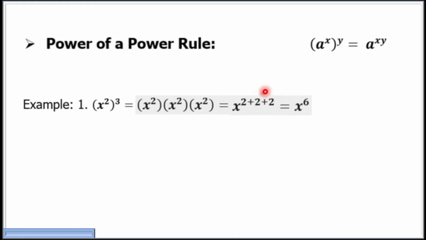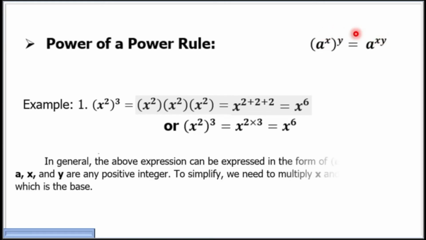That's why we have 2 plus 2 plus 2 is 6, or x raised to the power of 6. Or x raised to the power of 2 raised to the power of 3, we just multiply. So multiply na nato, x raised to the power of 2 times 3 is 6. We don't need a long solution like this, we can directly multiply the exponents if it is the power of a power rule.